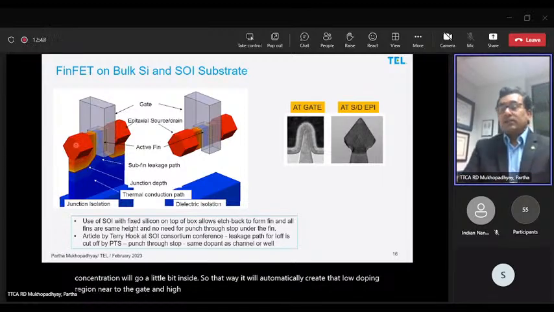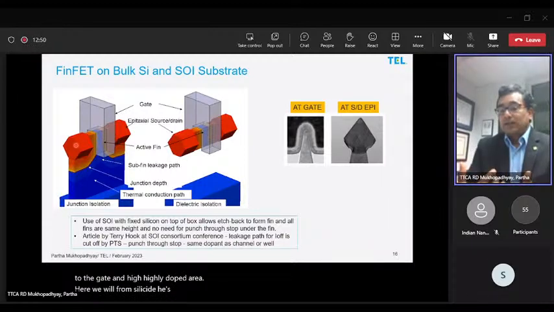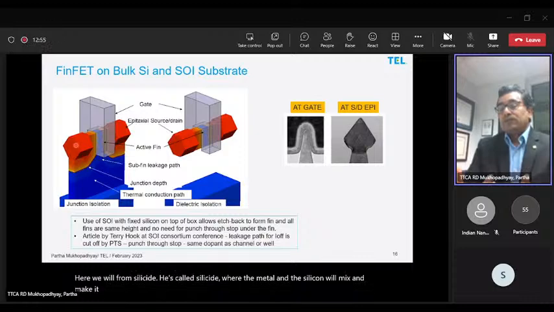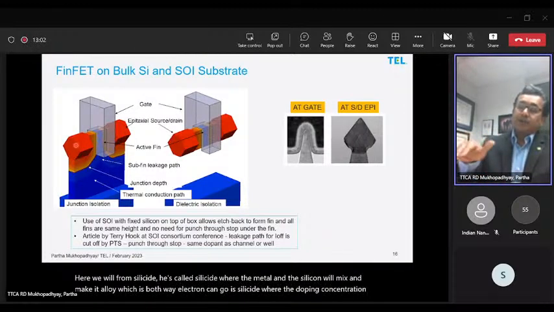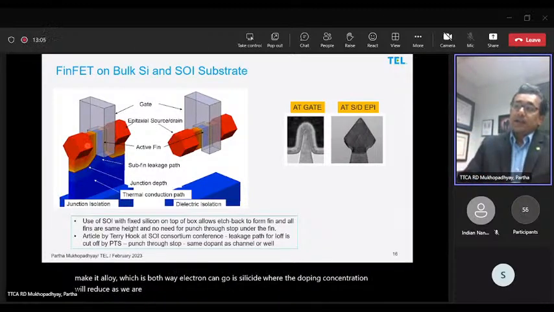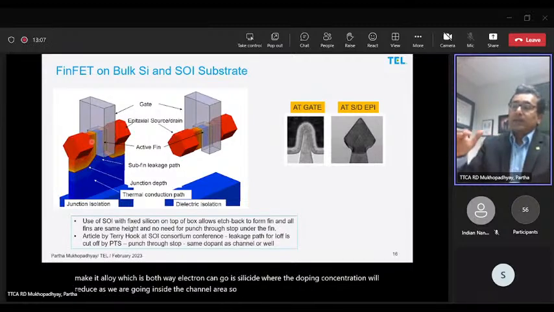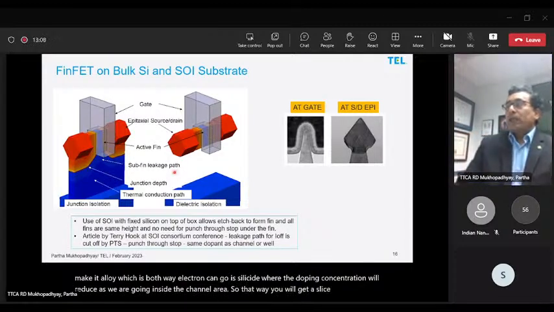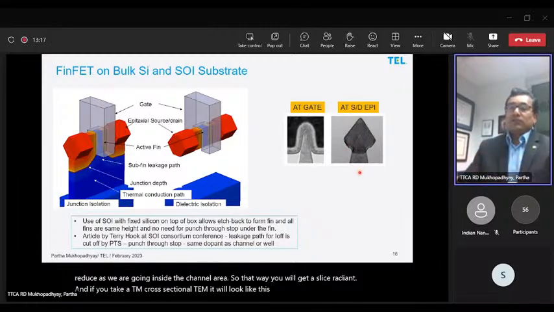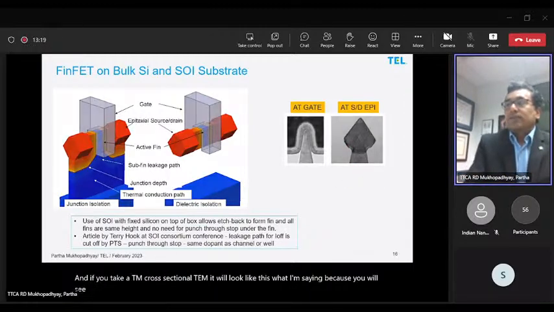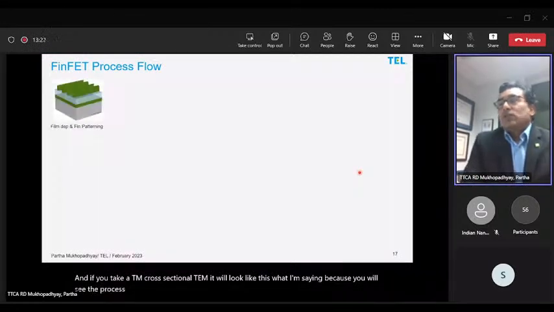Then we form silicide, where the metal and the silicon mix and make an alloy, where electrons can go both ways, and the doping concentration will reduce as we go inside the channel area. So that way you will get a nice gradient. And if you take a cross-sectional TEM, it will look like this. I'm saying this because you will see the process. So let's go to the process.